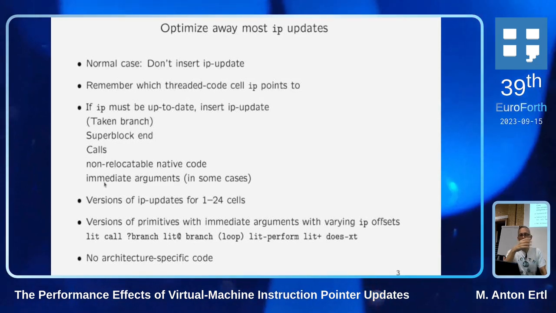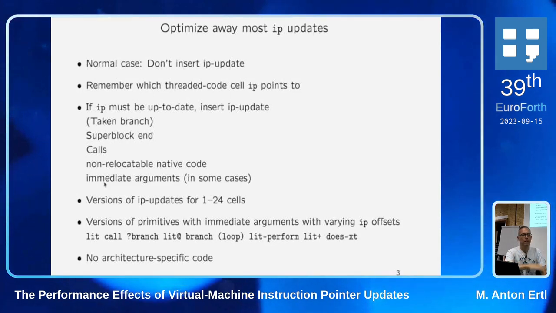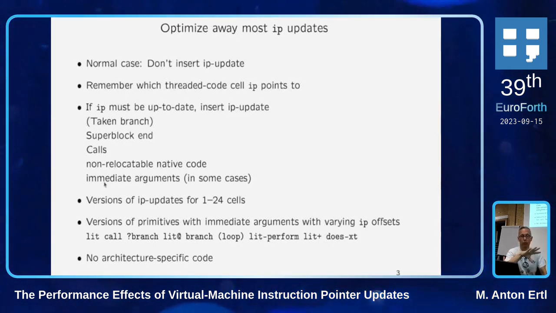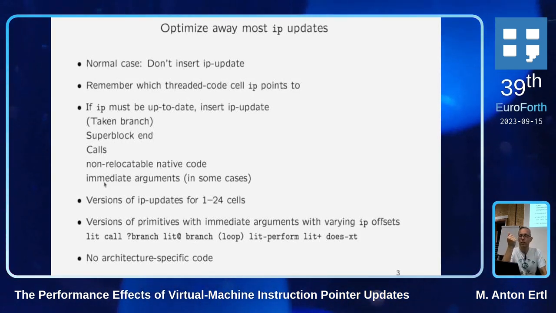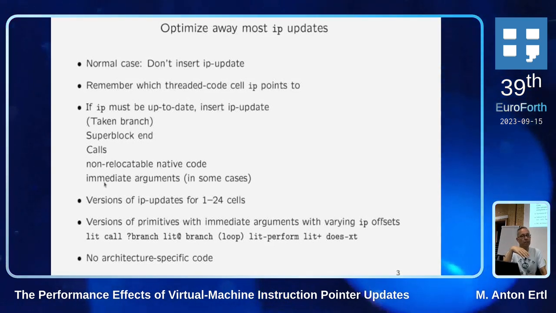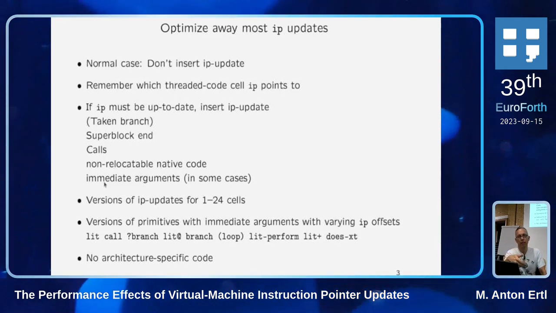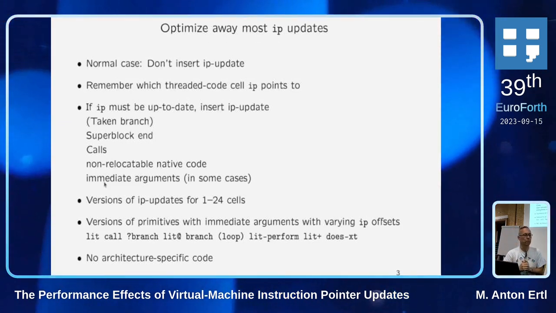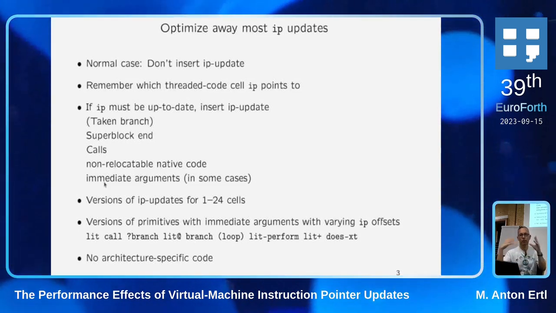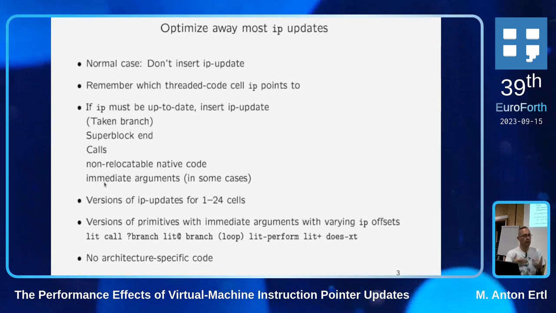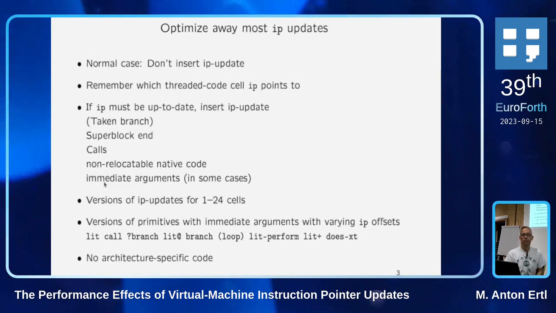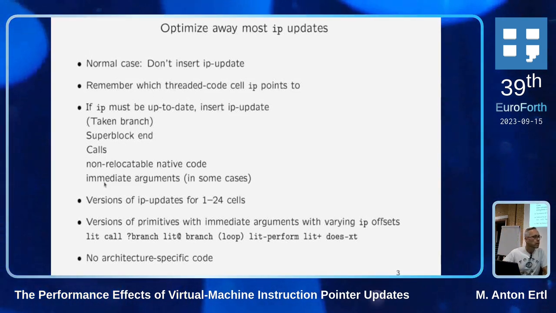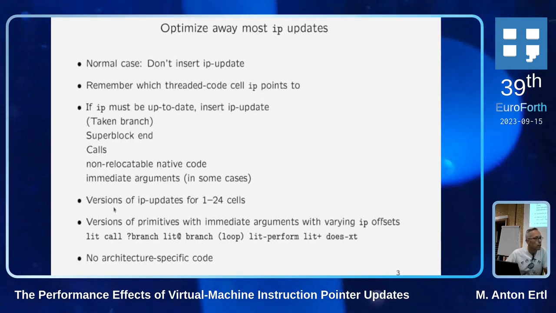So one thing is, if we only do stage one of the optimization that I talked about, we need to do it before every word that has an immediate argument. If we do the full optimization, we have versions of some of the words with immediate arguments, but some words with immediate arguments are not supported, and we also don't support all offsets. So there's a limit to how big the offset can be. And so if it's too big, or if it's a word with an immediate argument that doesn't support an offset at all, we need to update the IP before.